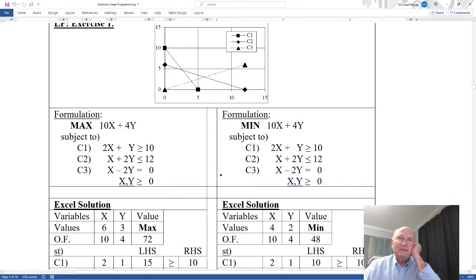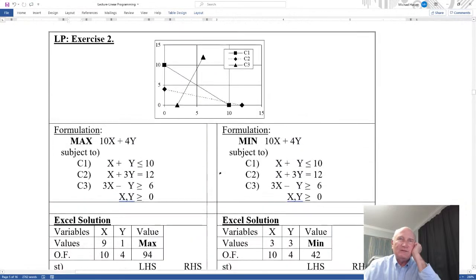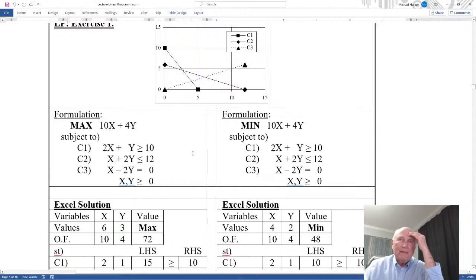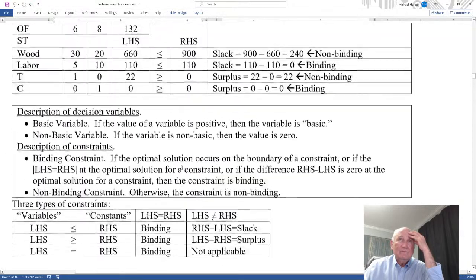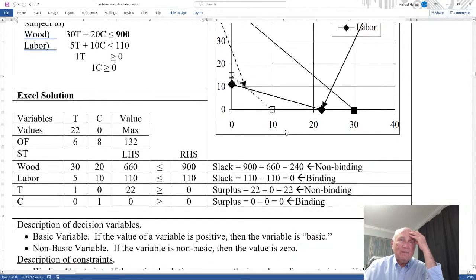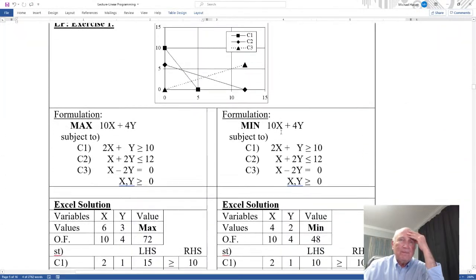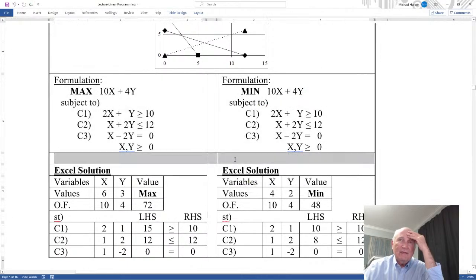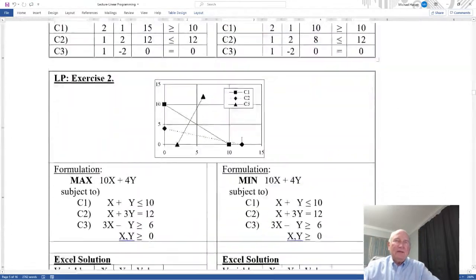I've given some examples in here. See this exercise 1 and exercise 2, just some examples to make sure that you know how to use this, a max and a min. And see, here's a greater than constraint, here's a less than constraint, a quality constraint. Yeah, we're still maximizing profit. The exercises here are just to get used to Excel, is all it's doing. And then exercise 2.